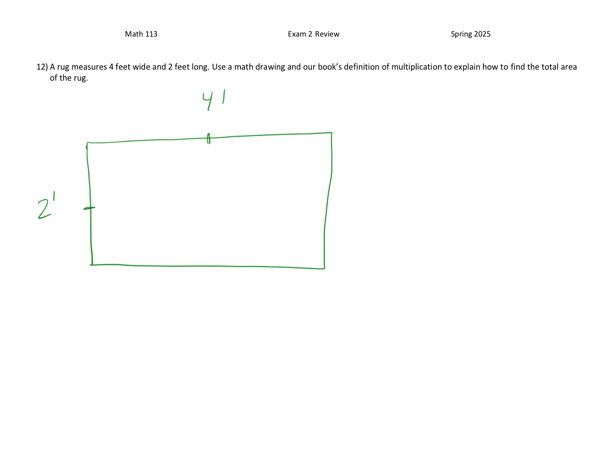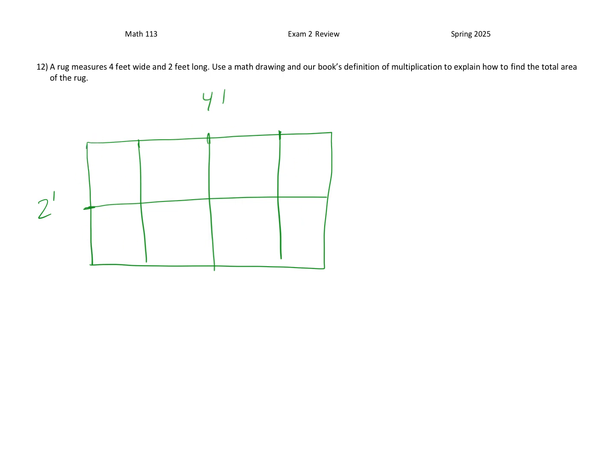So I'm going to mark off the 1 foot lengths on each side. So now each of these squares is 1 foot by 1 foot. So the question is, how many 1 foot by 1 foot squares fit in this rug? And it's 1, 2, 3, 4, 5, 6, 7, 8. So you multiply 2 times 4 to get 8.